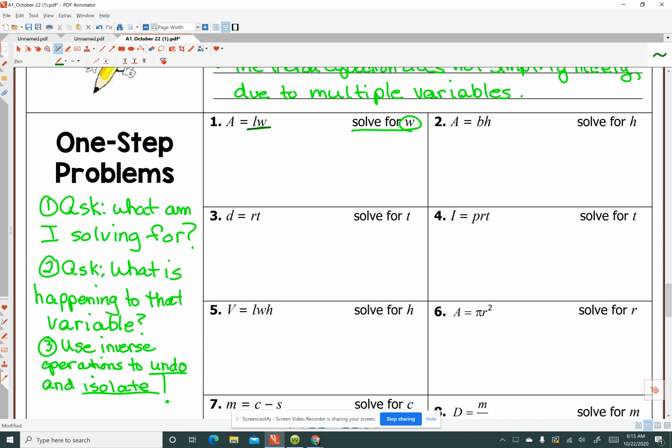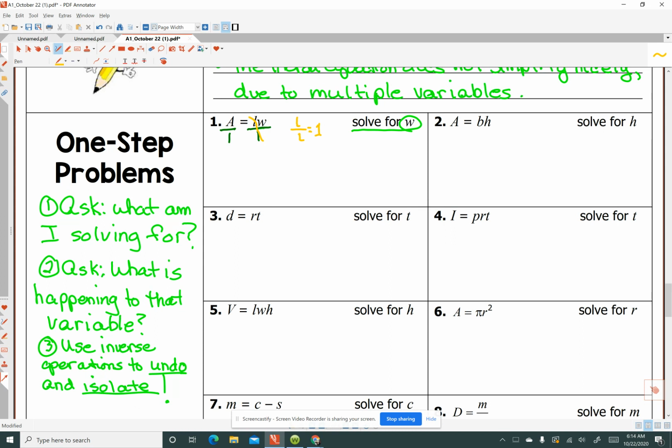So the inverse operation of multiplication is division, and whatever I do to one side of an equation, I do to the other. So the L over L basically equals 1. We say cancel, but what we're really doing is making them equal 1. But on the left side, I still have A divided by L.